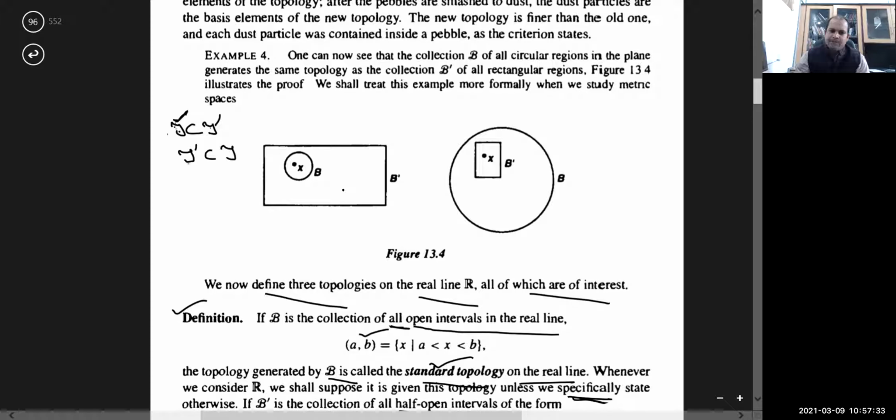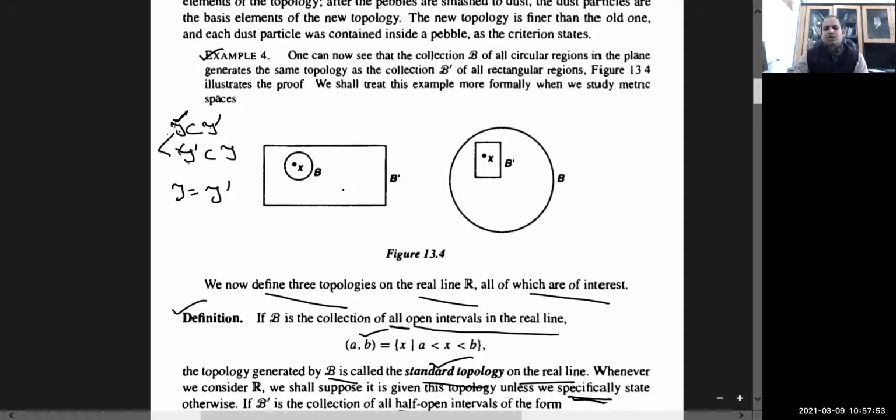And if this happens, then we will say that all those open sets which are open with respect to topology T dash will also be open with respect to topology T. So if both happen, then we will say that both topologies are equal. Both those bases are generating the same topology. So an example for this one is this one.